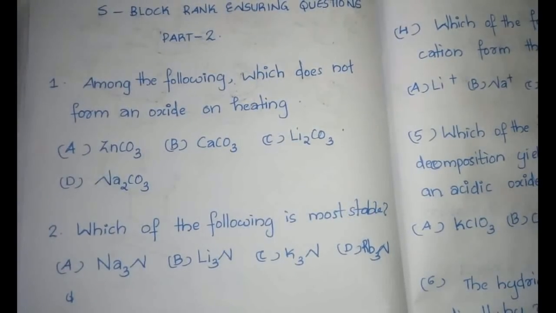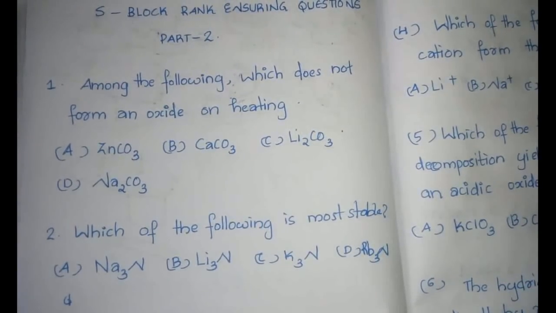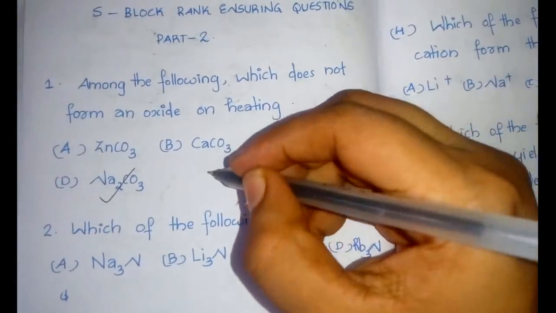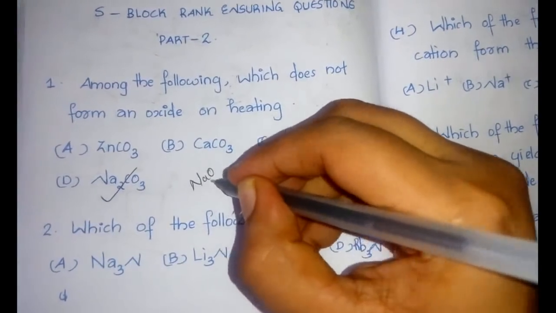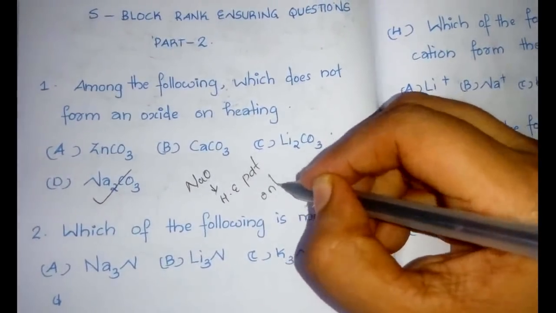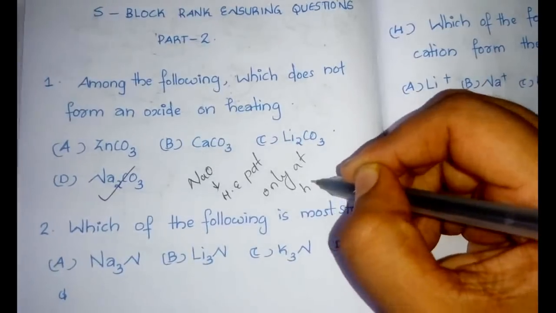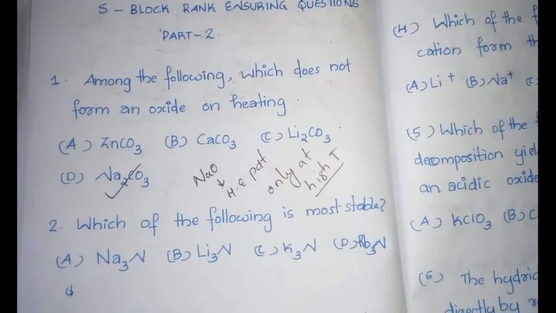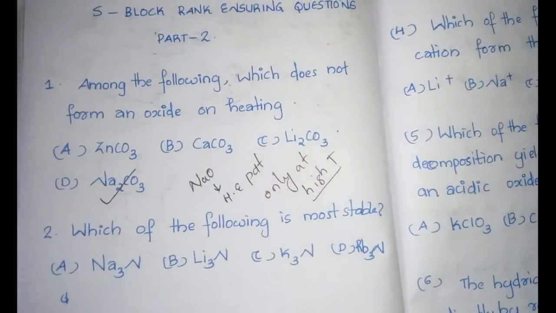The first question here is, among the following which does not form an oxide on heating? The answer is option D, Na2CO3. And why? Because NaO is a high energy product, and therefore only at high temperature can it be formed. On regular heating it does not form the oxide.